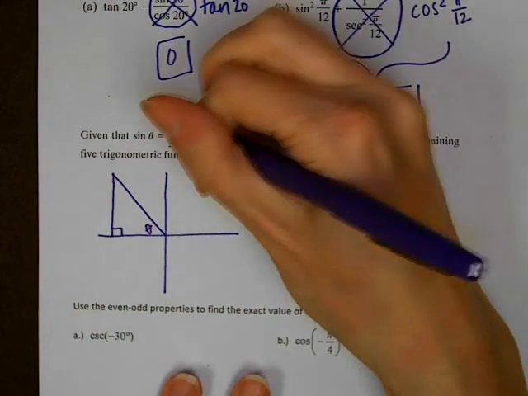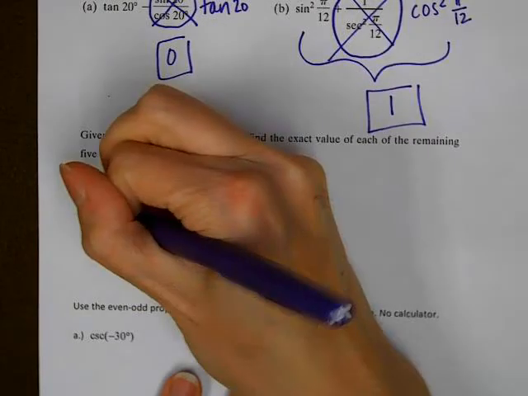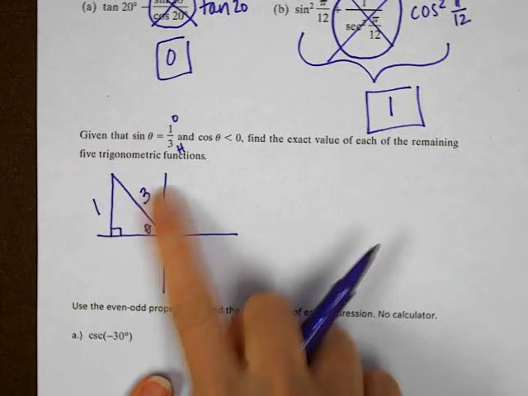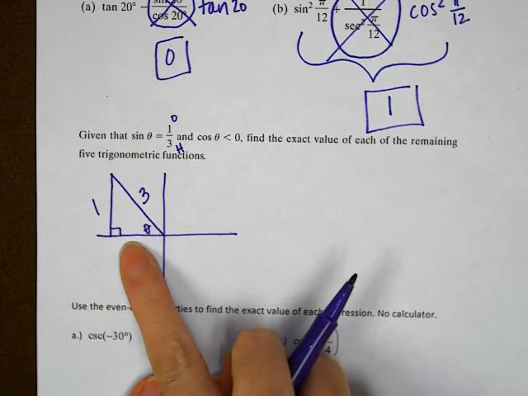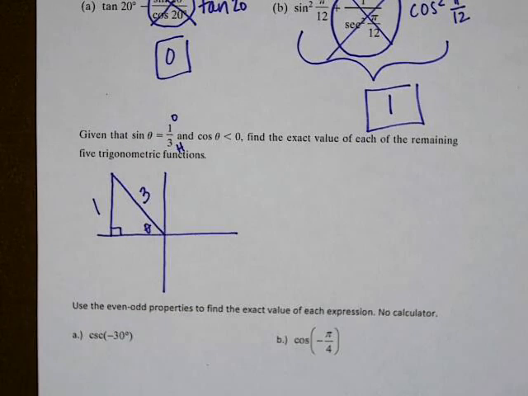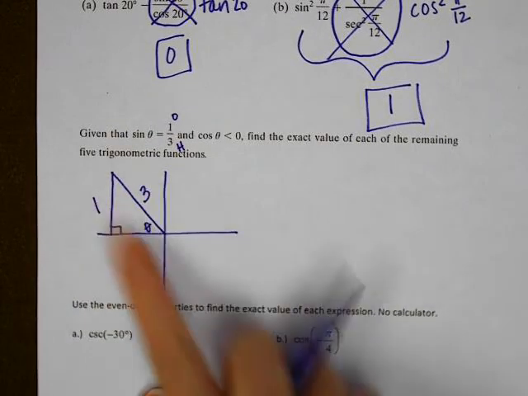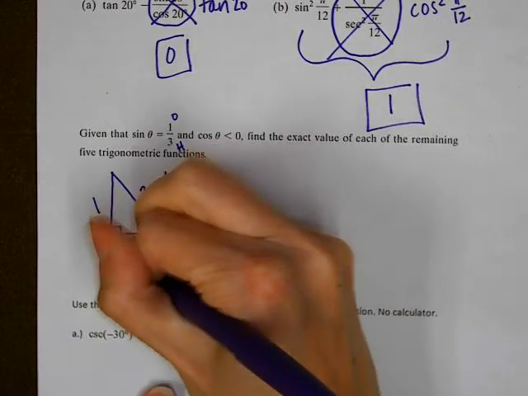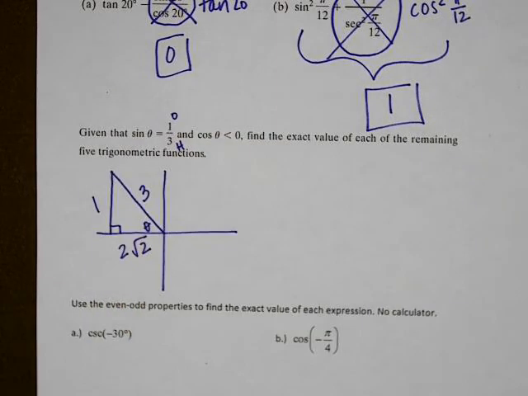Okay, so sine is O over H. So opposite is 1, hypotenuse is 3. This time we will do Pythagorean theorem to get the third side. So a squared plus b squared equals c squared. So what is that? 9 minus 1 is 8. So root 8, but simplified root 8 is 2 root 2. So we're going to leave it like that.